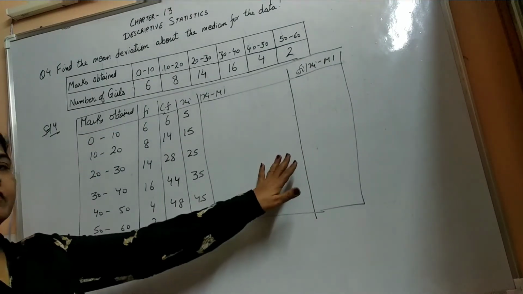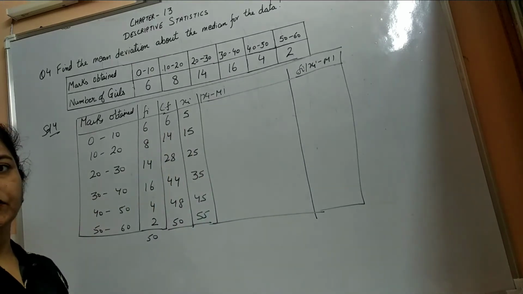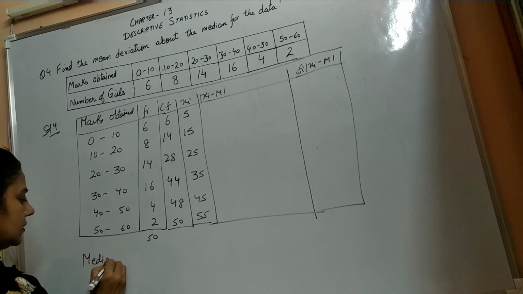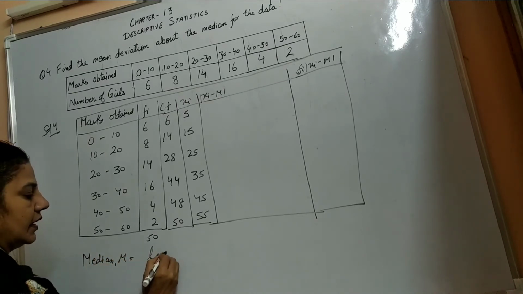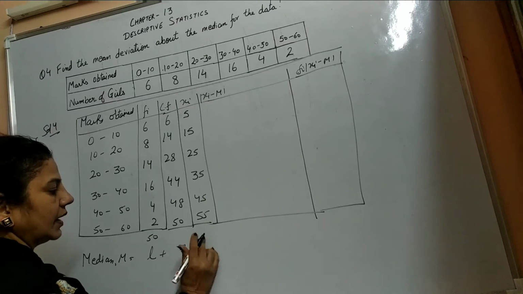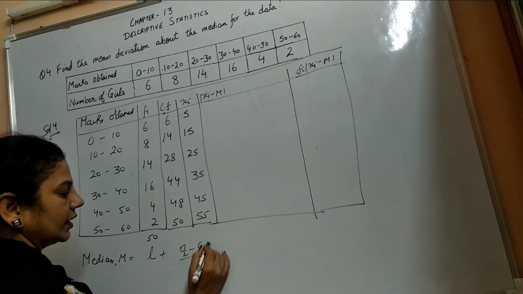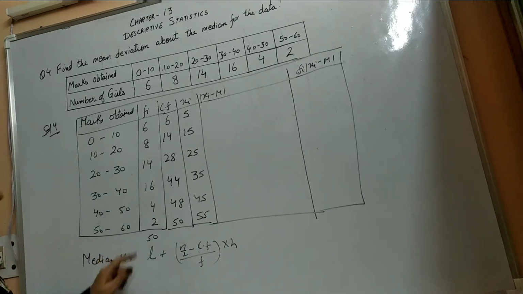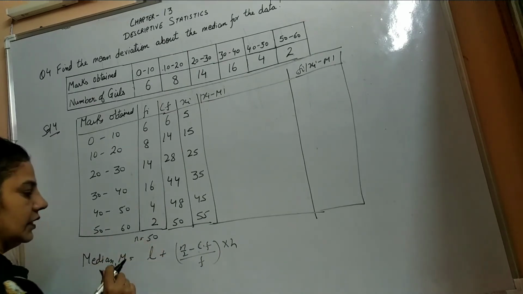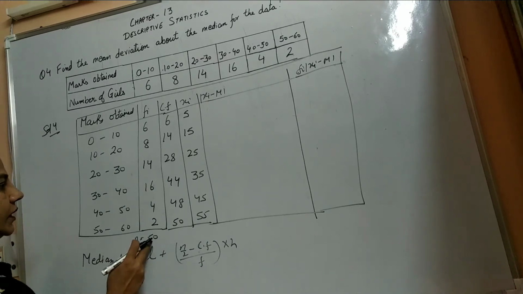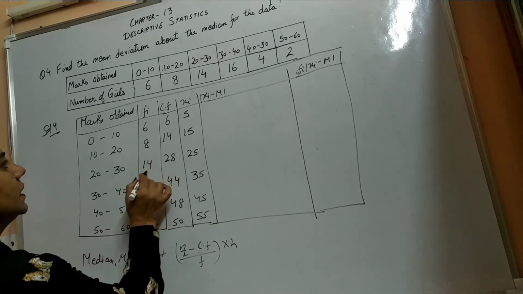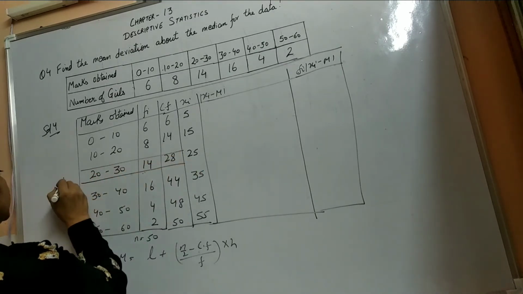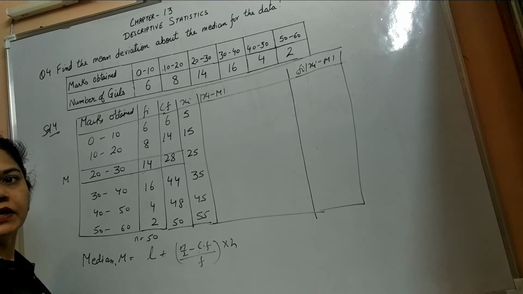Now these two columns we will fill later on. First of all, we calculate the median of the given data. We know that the median is given by L plus (n by 2 minus Cf) upon f into h. Here n is 50, so n by 2 is 25, which means it comes in this range. This is my median class.